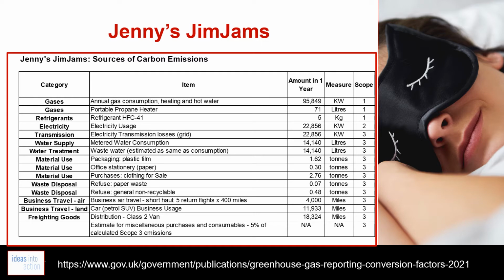The shop, office and warehouse used 22,586 kilowatts of electricity in the year. I'm using the UK government greenhouse gas conversion tables, and in those we also have to account for the loss of electricity in transmission through the grid, so I've added a line for that. The business consumed 14,140 litres of water in the year, and I'm going to assume that their wastewater was the same volume. Next we have plastic film to wrap the purchased clothes in.